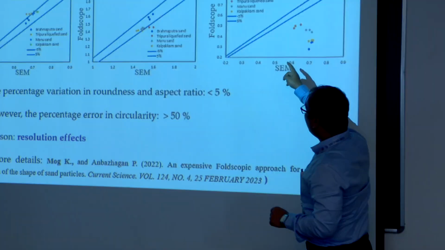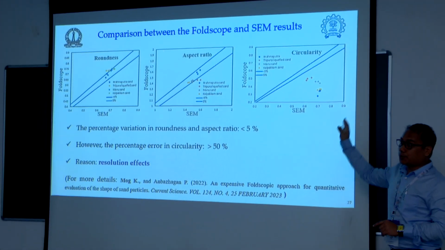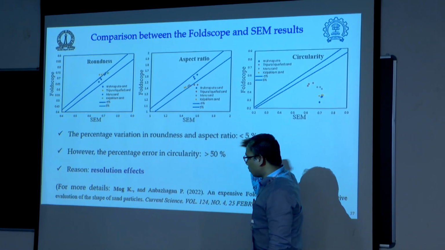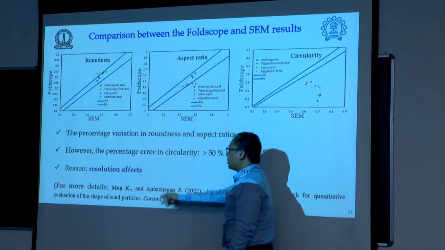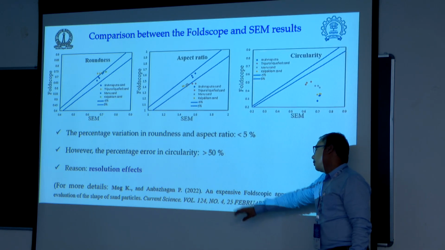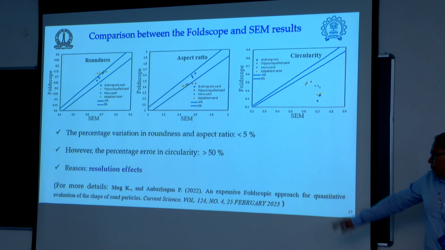Only thing is that in case of the circularity parameter, more than 50% variation was observed. It is because of the resolution effects. For more details on the resolution effects, if interested, you can go through this paper.